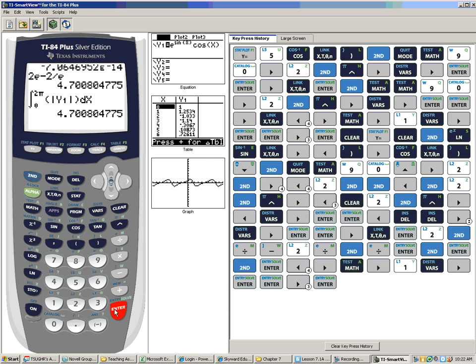Okay? Questions on that? I want to make sure that you understand total distance traveled is the absolute value of it. Okay?